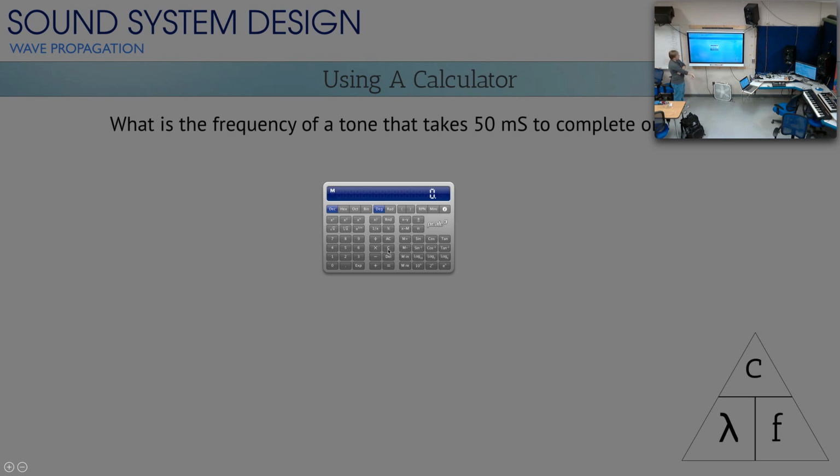Now I can say, okay, I want to know the frequency now, which is speed of sound divided by the wavelength. So speed of sound is 1,130 divided by my wavelength of 56.5 equals 20 hertz. Okay?